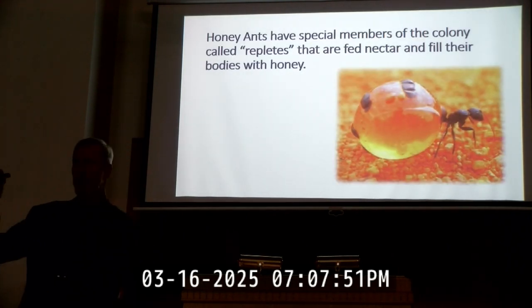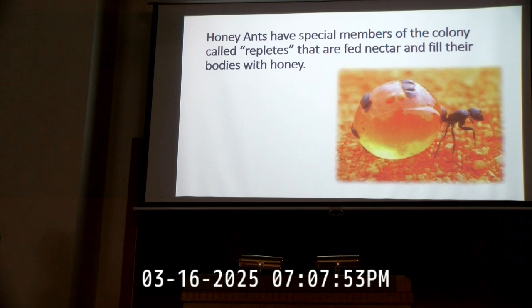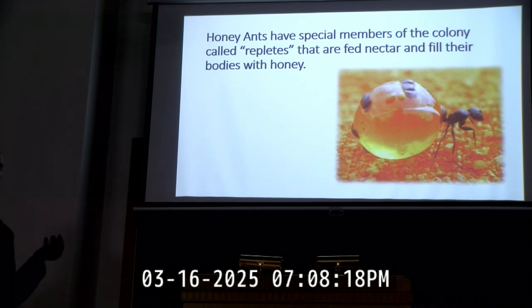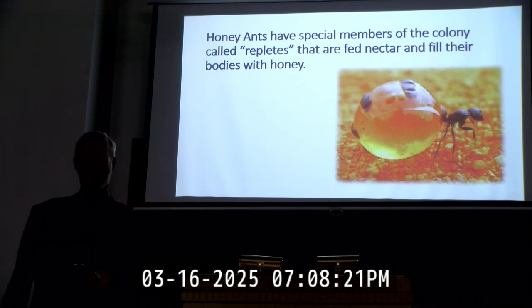Well, using that social stomach, certain groups of ants, called honey ants, have special members of their colony called repletes. Repletes are fed nectar that fills their social stomach, which is out here in the abdomen of the ant, and that is full of almost honey. That's why they're called honey ants.